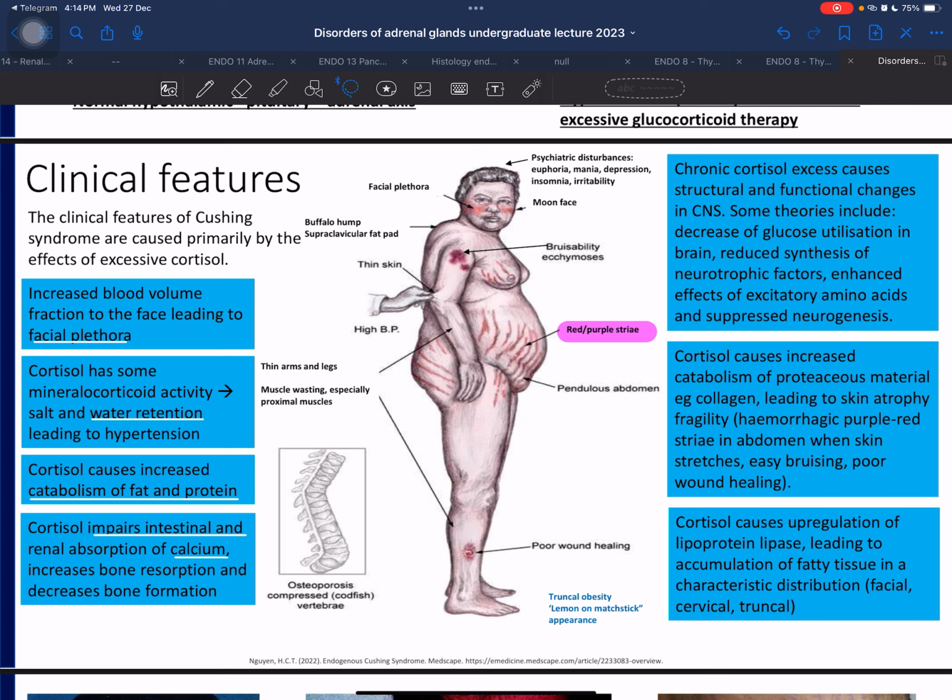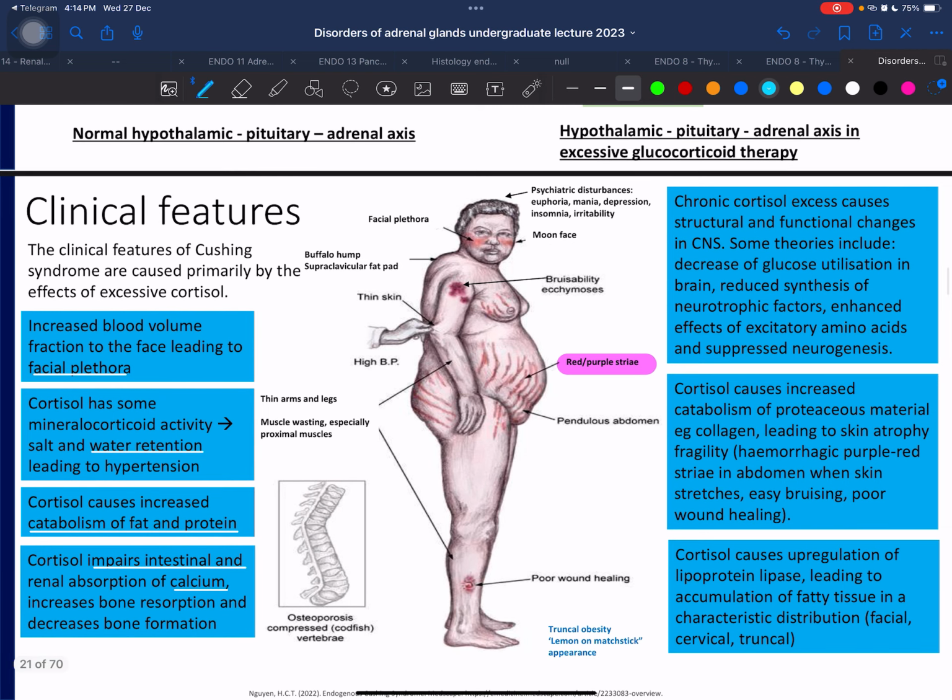Once you see it, you won't forget. Also, all your collagen on the skin is being impaired, so your skin becomes atrophic, very fragile, with easy bruising on the limbs. If you look at the patients, there is poor wound healing. The wound heals very slowly because all these proteinaceous materials are being depleted.